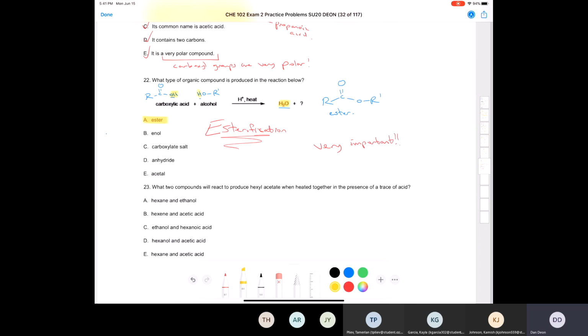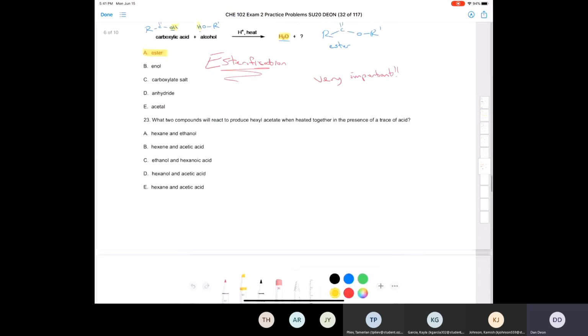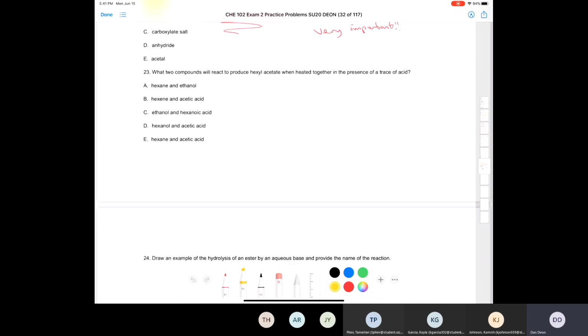Okay, number 23 says, what two compounds will react with hexyl acetate when heated together in the presence of a trace of acid? Well, this is also a question about an esterification reaction, because it says we're taking two compounds and we're producing hexyl acetate, which is an ester. So you should be able to draw the structure of hexyl acetate.